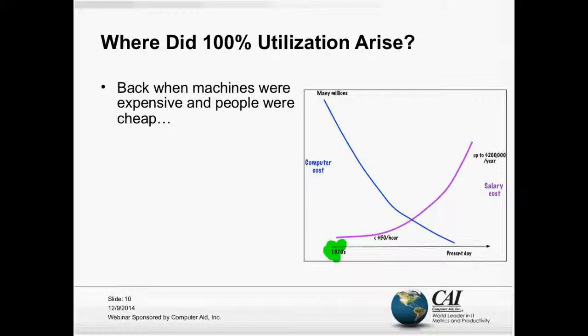But even if you have a really expensive person, that's going to cost you nearly as much as what computers used to cost. So you have to really think about what the people cost was back then compared to the computer cost. So we used to think that machines were so expensive we had to utilize them all the time.